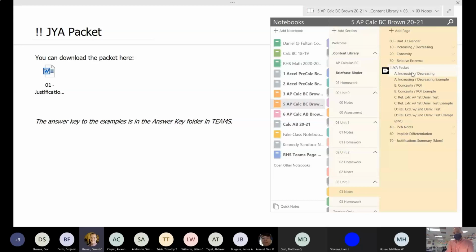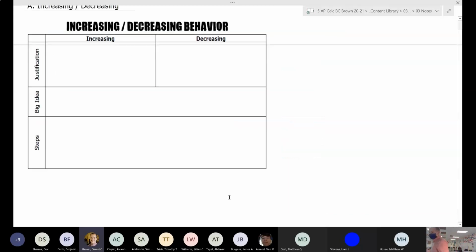So this week we have talked about one way we can use the derivative, which is to find key portions on the graph. The first thing we talked about is how we can find intervals of increasing and intervals of decreasing. We know the big idea is you are looking at the sign of the first derivative. In these notes, we'll talk about the big idea for each topic, the justification you would use, and then the steps.